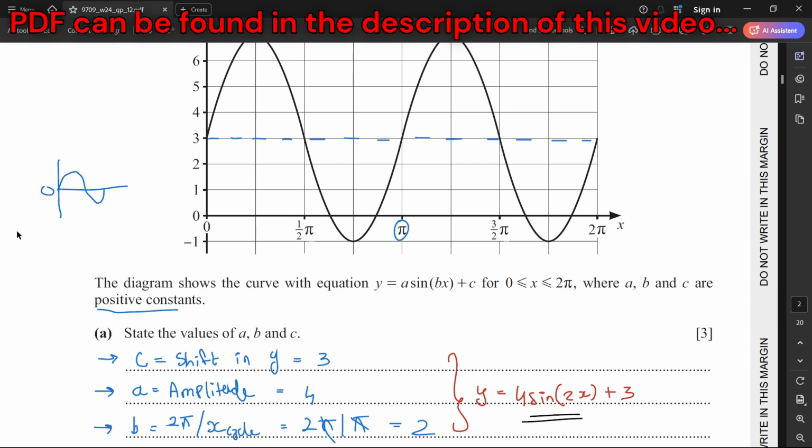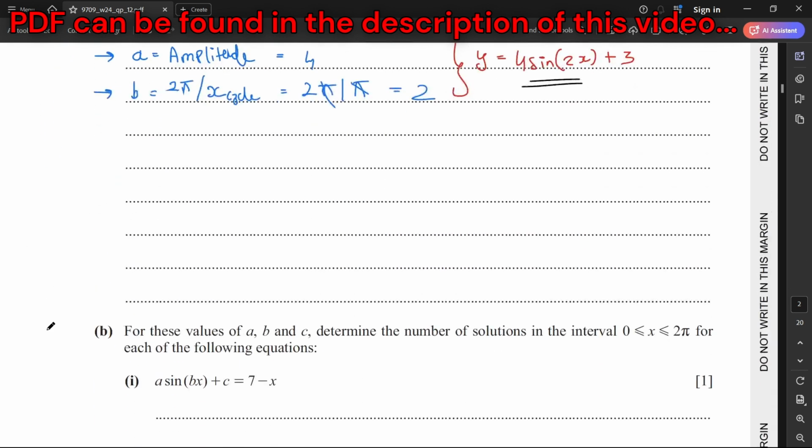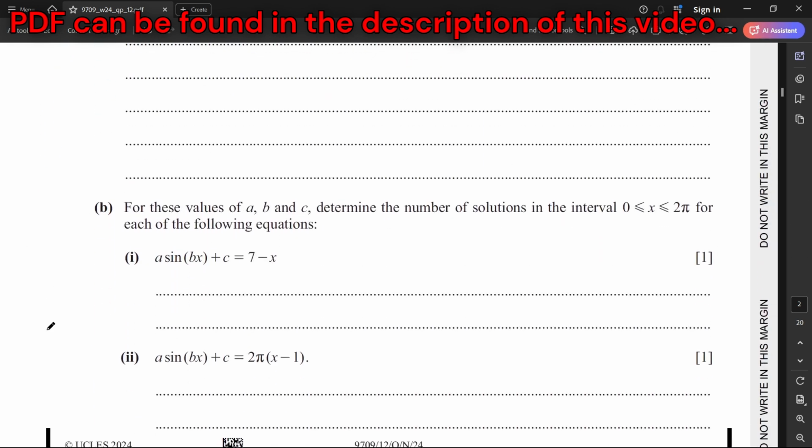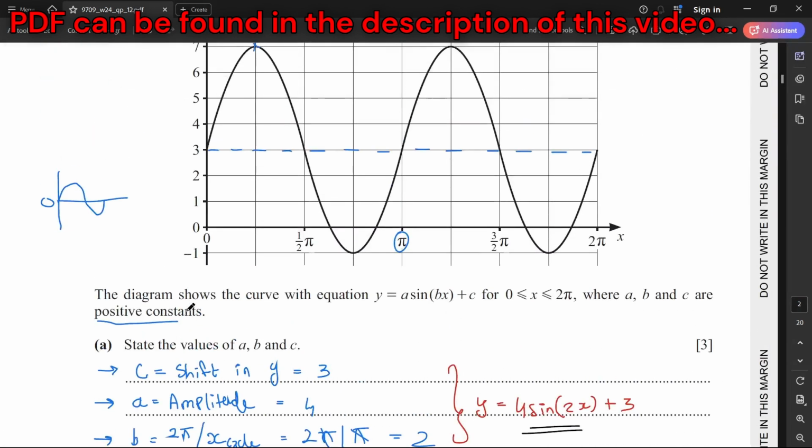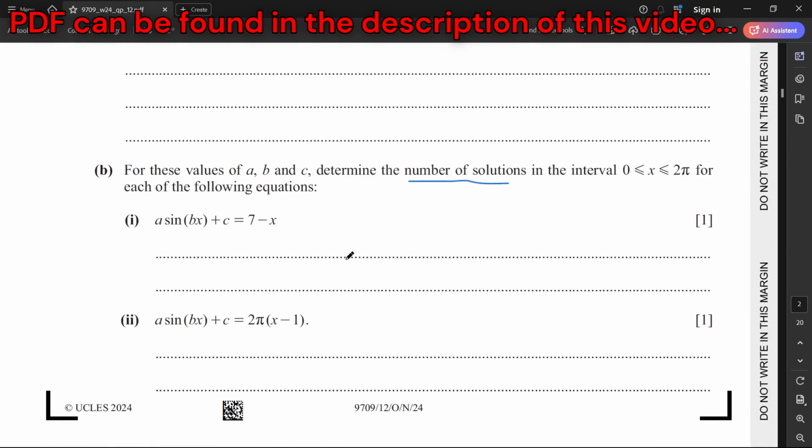Now let's move on to the second part. For these values of a, b, and c, we have to determine the number of solutions in the interval 0 to 2 pi for each of the following equations. So this a sine bx plus c is nothing but the same curve that is given to us between 0 and 2 pi. Now on the right hand side, they are straight lines. This is already in the format of y is equal to mx plus c.